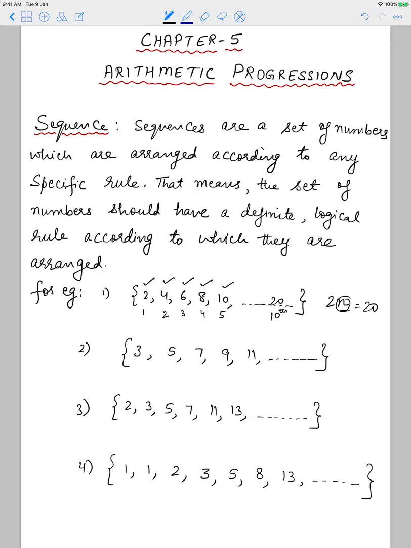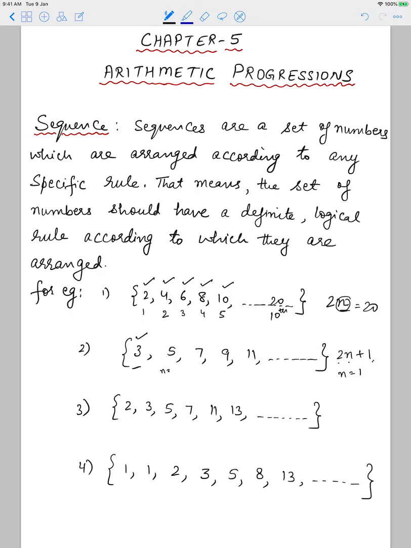Similarly, look at the second example, 3, 5, 7, 9, 11 and so on. I hope by looking at the numbers you can make out they are all odd numbers. Now, what rule is assigned to this sequence? Can I say it is 2n plus 1? So, for the first term, if I put n is equal to 1, what will I get? 2 into 1 plus 1, that is 3. So, I will get the first term.